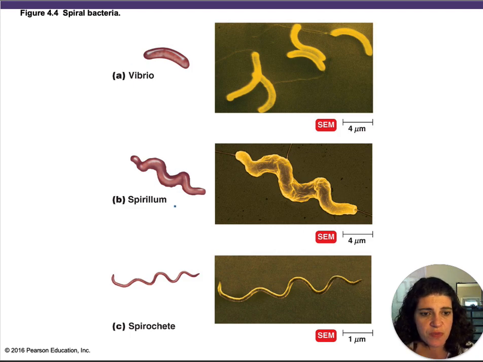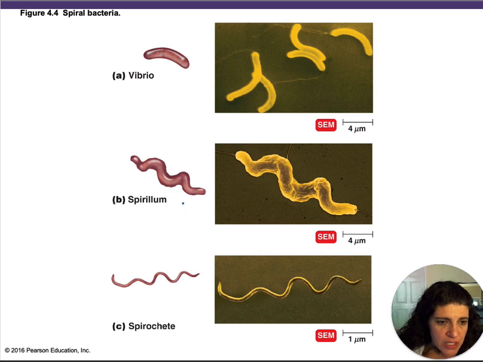Vibrio, spirillum, spirochete. You see how the spirillum is much smaller than the spirochete. Okay, actually, we don't have exactly the same scale here, but if you compare, this is a bigger scale than this, right? So the spirochete is actually smaller than the spirillum.